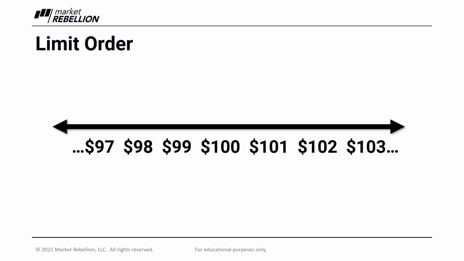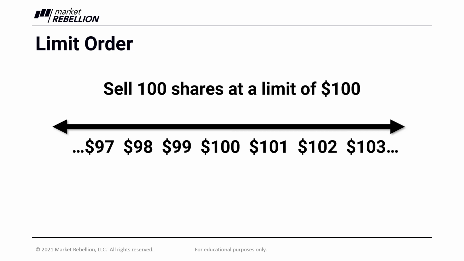On the other hand, let's say that you place an order to sell 100 shares at a limit of 100. When you name your limit for a sell order, it's saying I'm willing to sell these shares if I can get this limit price or higher. So in this example, you could only get filled if it was for $100 or more.